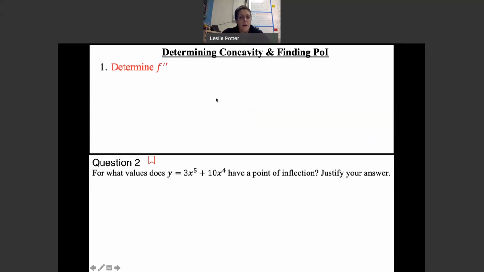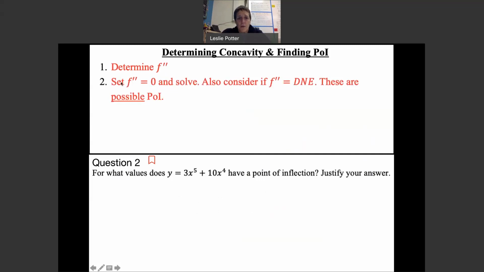So first thing obviously we need is the second derivative. The second thing then is we're going to set it equal to 0 and solve. And then we're also going to look at the derivative and look for locations where it doesn't exist. We have an example of each variety in these notes. And these are possible points of inflection, possible. We don't know until we set up a number line, and we put those possibilities on that number line, and then we start checking values on either side.